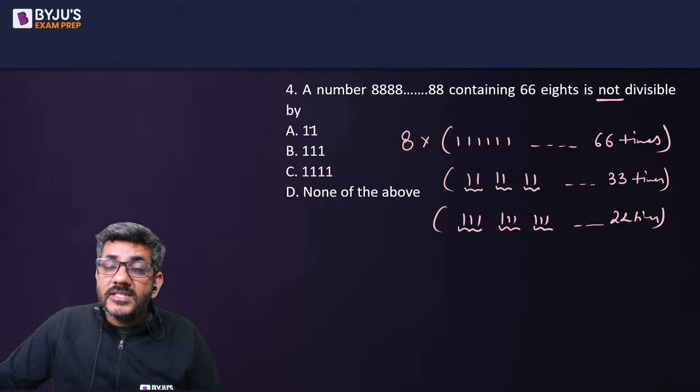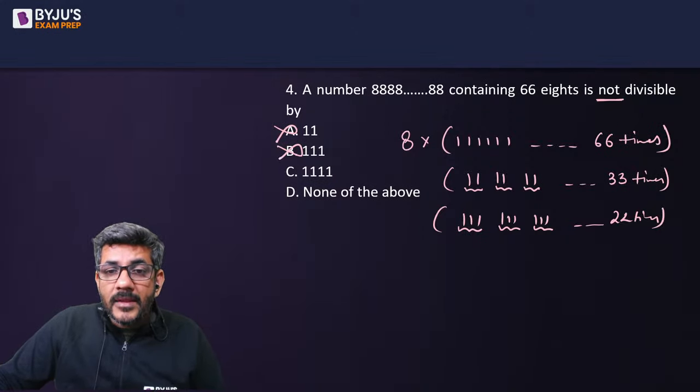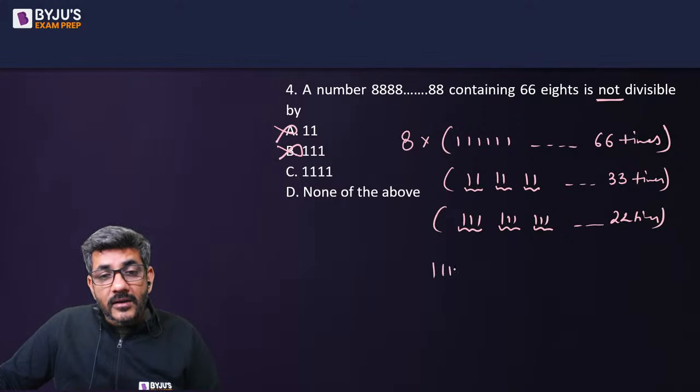So now 11 is written 30 times. Of course, it is divisible by 11, right? And triple one is written 22 times. That means, of course, it is divisible by triple one. Now, when I write 4 times 1, now 4 times 1, 4 times 1, 4 times 1, I can write 16 times.